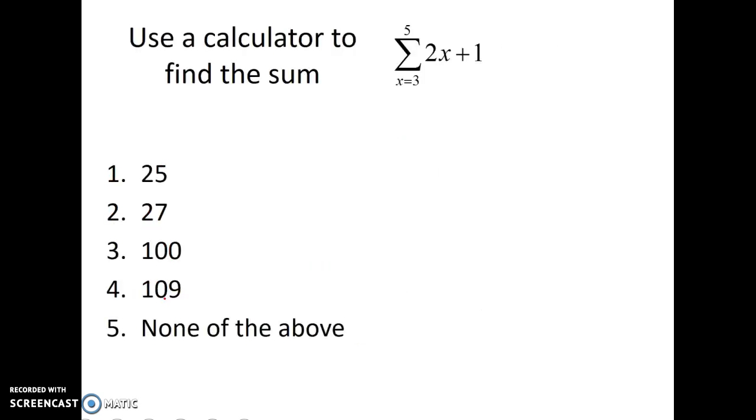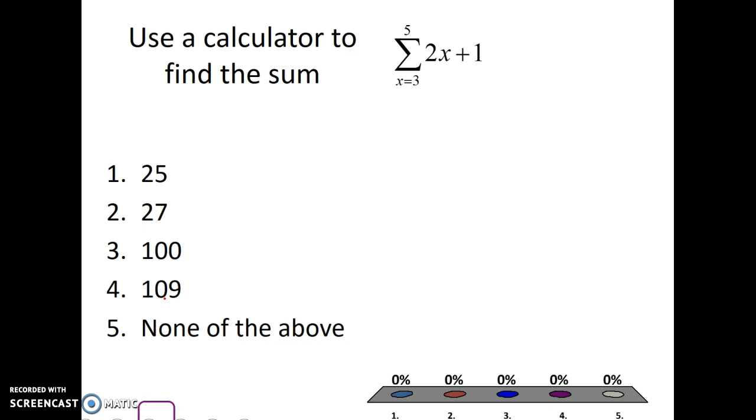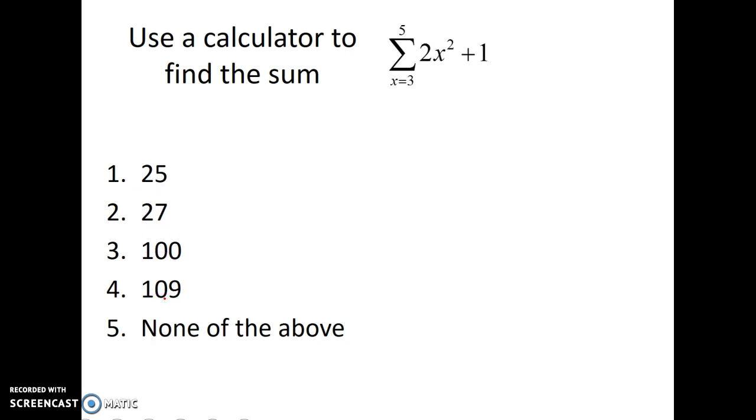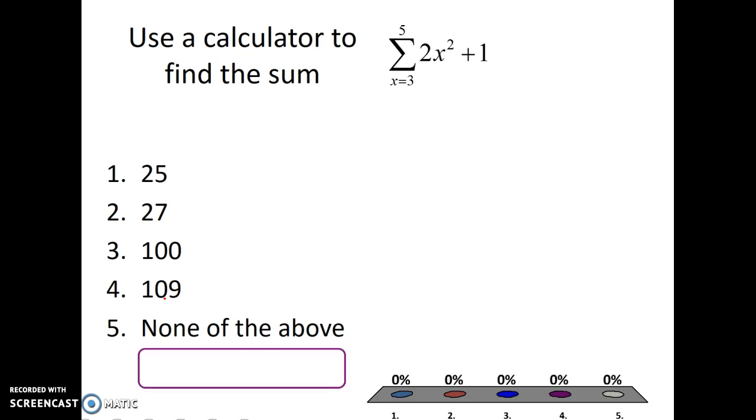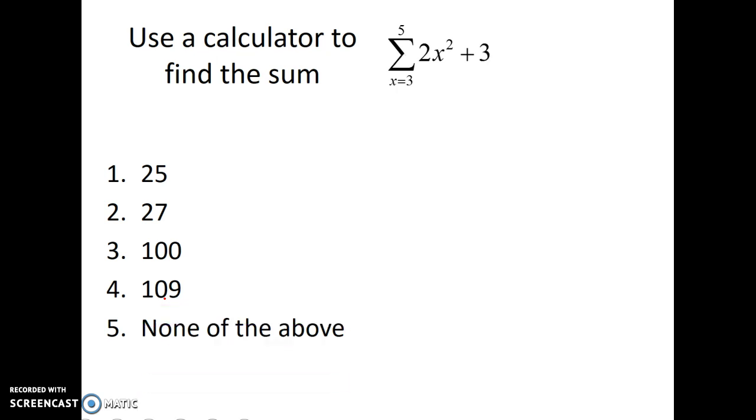If you'd like to try one now in your calculator, try to find the sum from 3 to 5 of 2x plus 1 using your calculator. How about the next one? Next one.